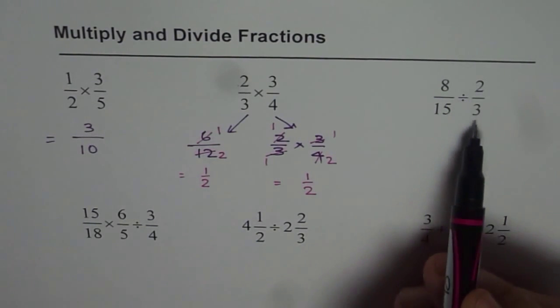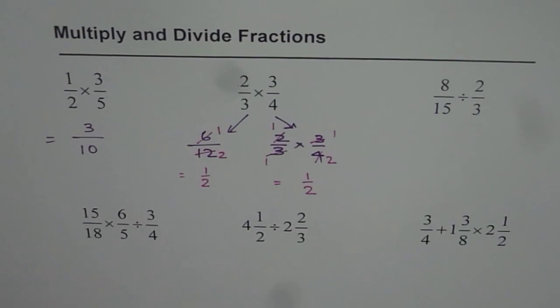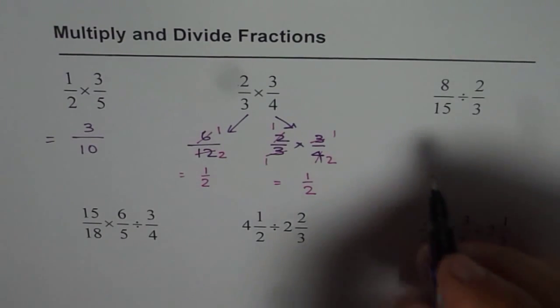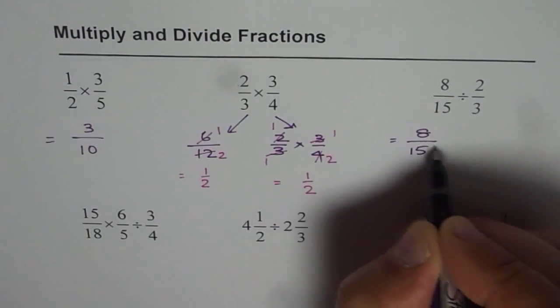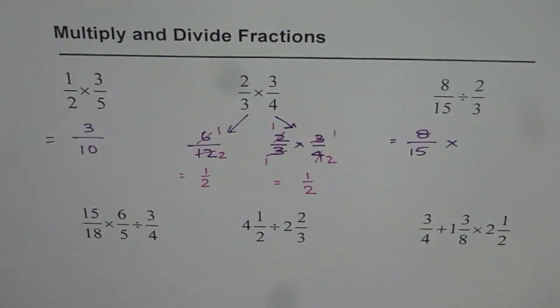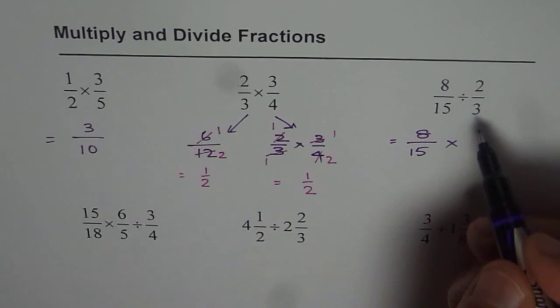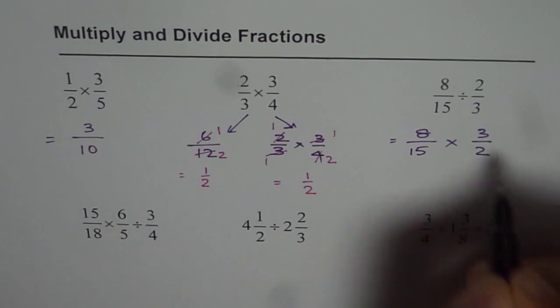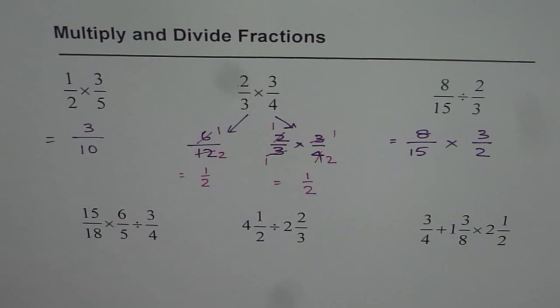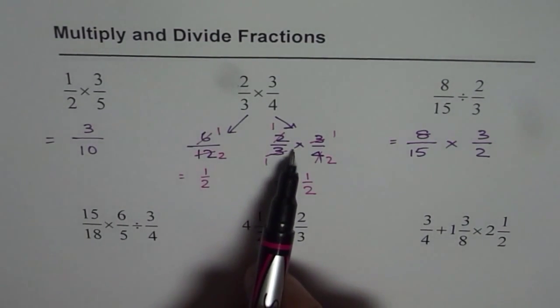Divide is the kind of reciprocal of multiplication, right? So let's rewrite this question. We could write this as 8 over 15 times what? You had to divide by 2 over 3. It is as good as multiplying by 3 over 2. Perfect. Now we'll simplify as we did here.